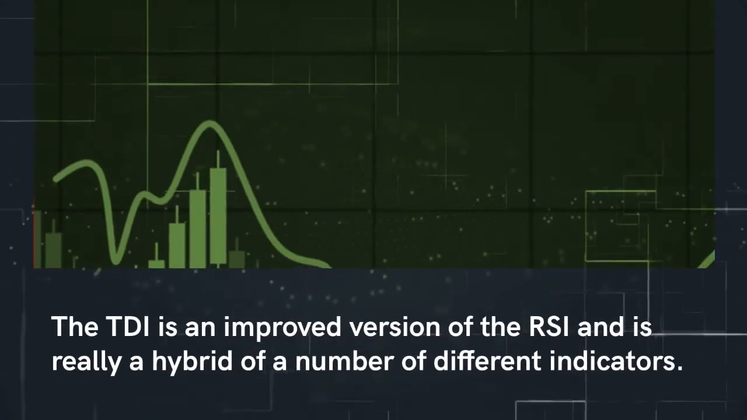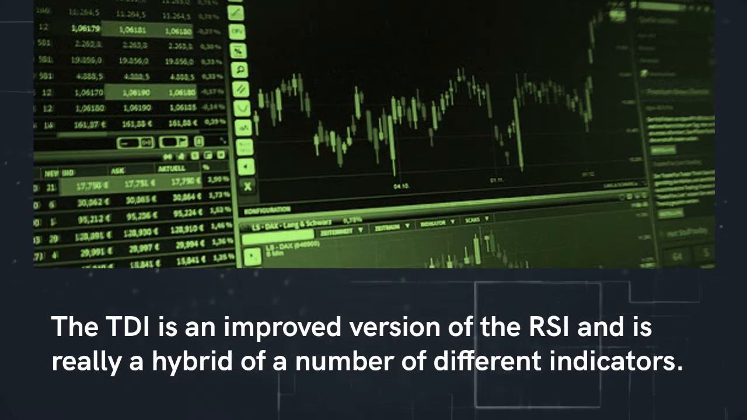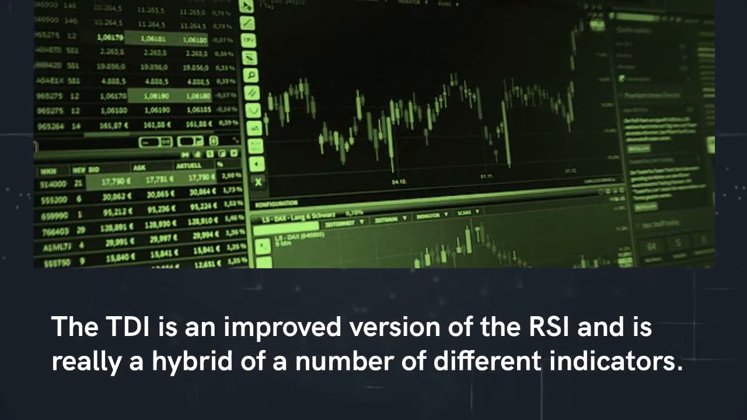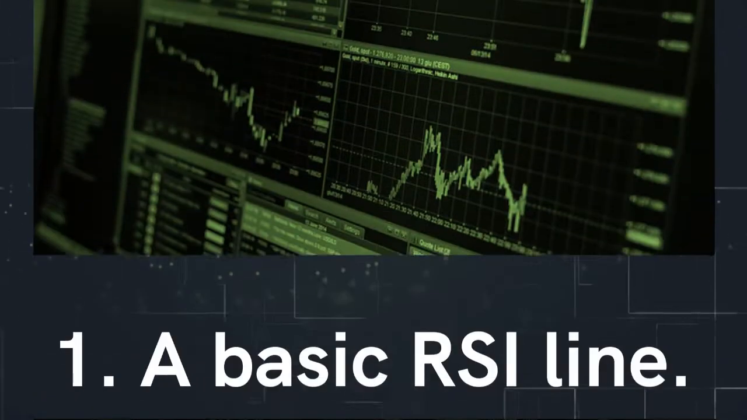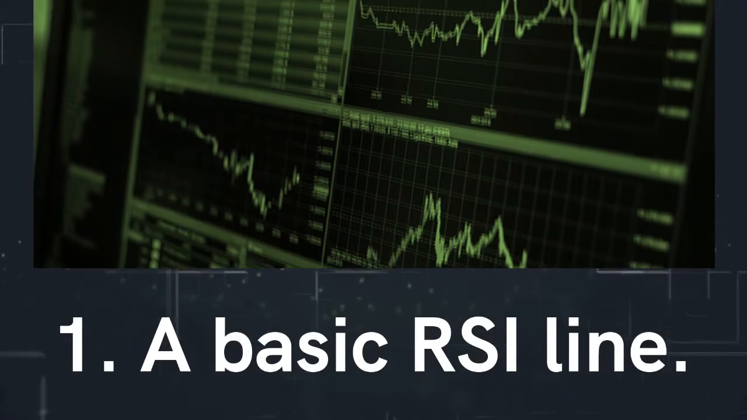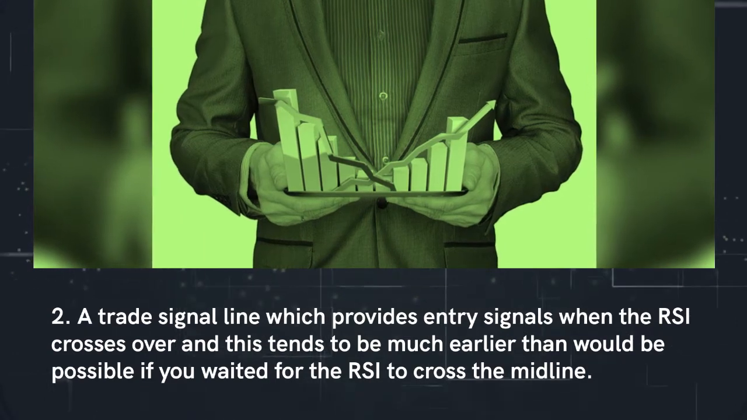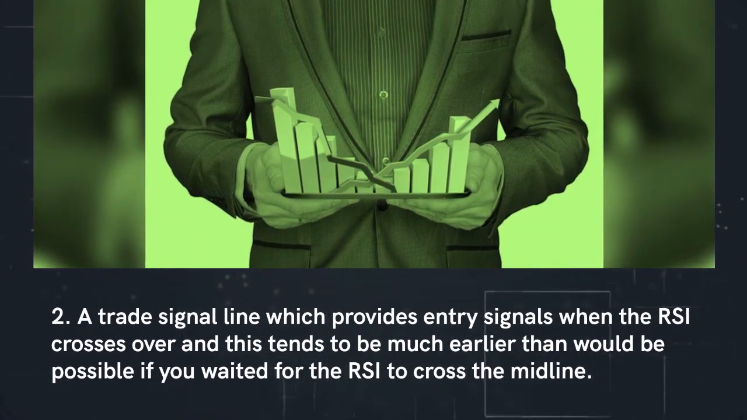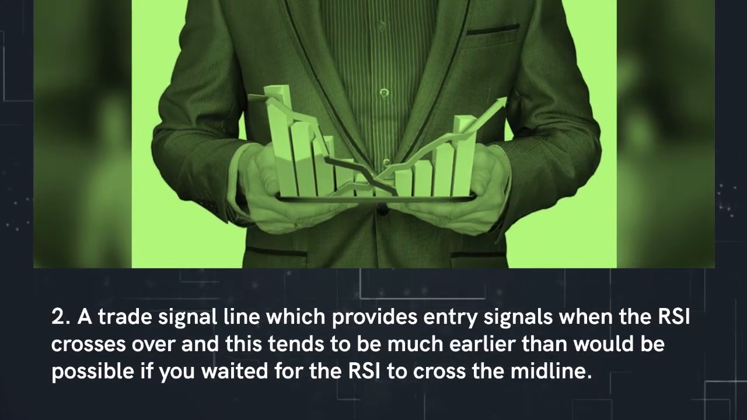TDI, Traders Dynamic Index. The TDI is an improved version of the RSI and is really a hybrid of a number of different indicators. It incorporates a number of lines. 1. A basic RSI line. 2. A trade signal line which provides entry signals when the RSI crosses over, and this tends to be much earlier than would be possible if you waited for the RSI to cross the midline.